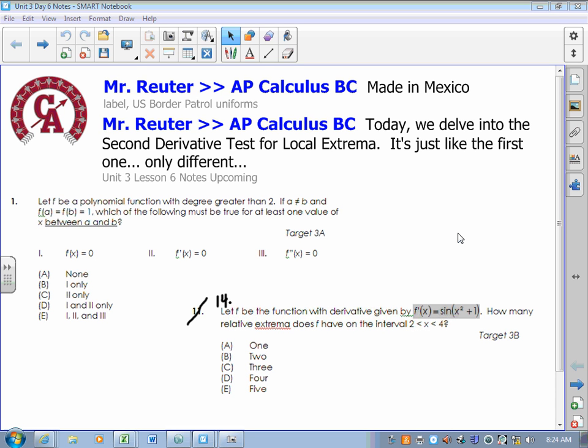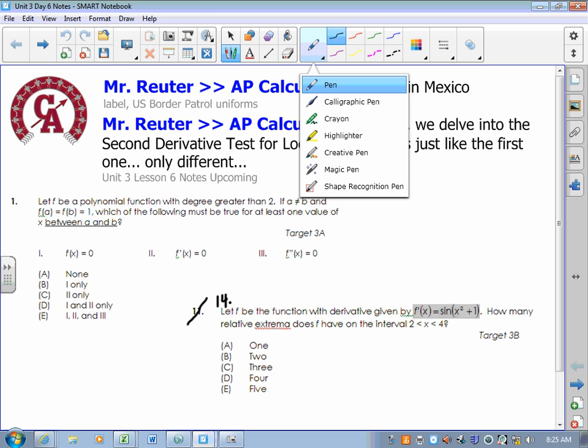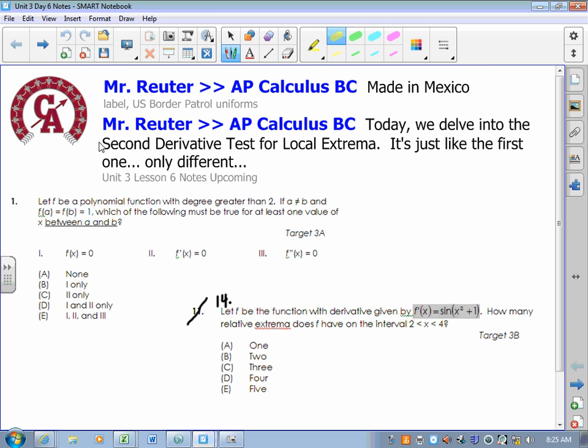All right. This is lesson 6 in unit 3. We have been looking at consequences of the derivative, applications from a sense of consequences. And on today's show, we deal with a very big result. We deal with the second derivative test for local extrema.